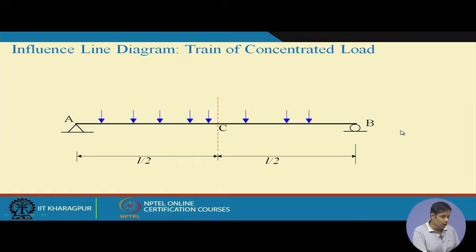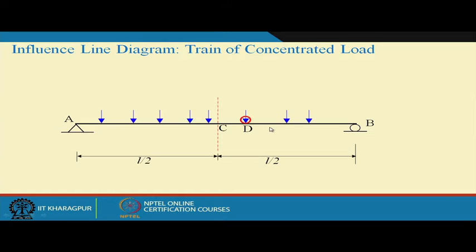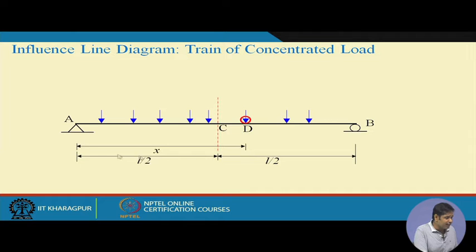Now, suppose we take any point D at which we want to find the bending moment. We are going to find the critical location of this load system for which the bending moment at D will be maximum. D could be any arbitrary location between A and B. Suppose this point D is at a distance x from A. Naturally the total length is L, so this length becomes L minus x.